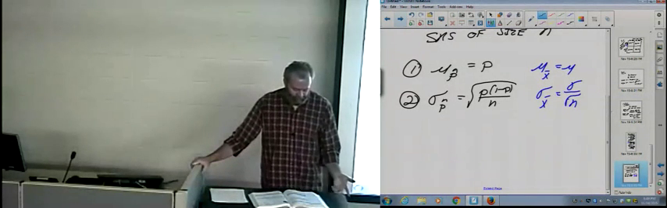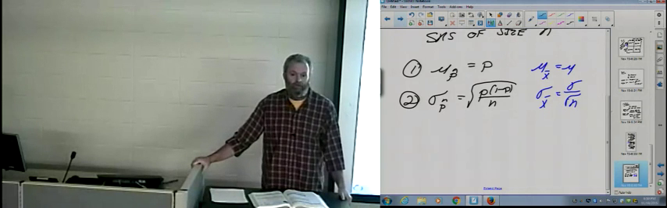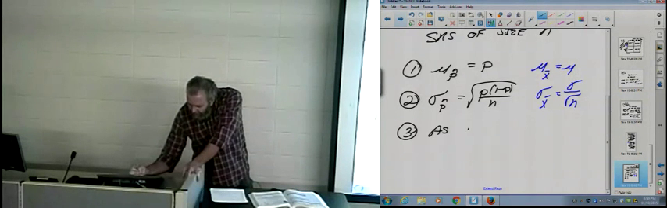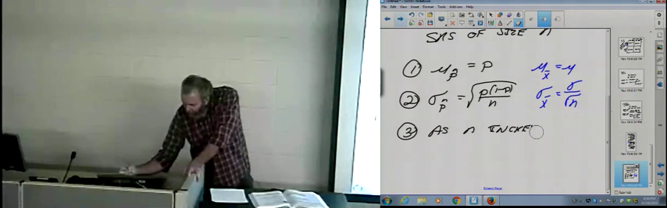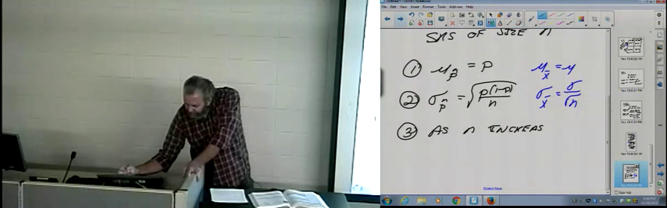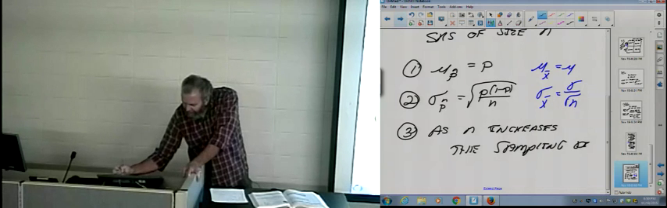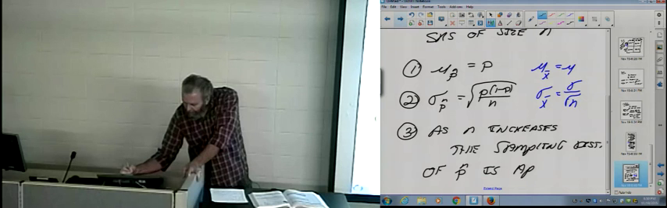Then it says, as the sample size increases, the sampling distribution of p hat becomes approximately normal. Of course. It had to be. As n increases, I know I'm out of time. Give me 1 second. The sampling distribution of p hat is approximately normal.